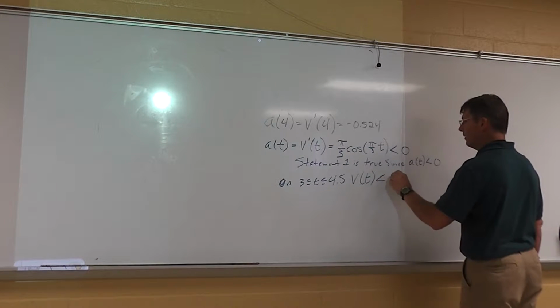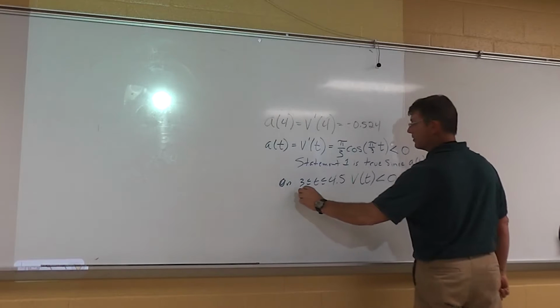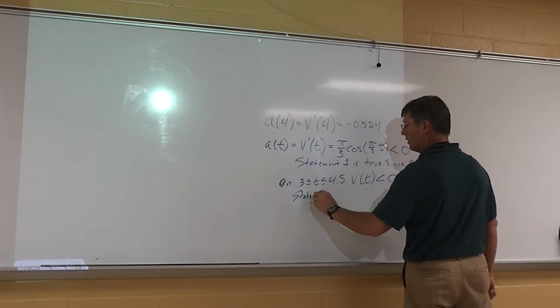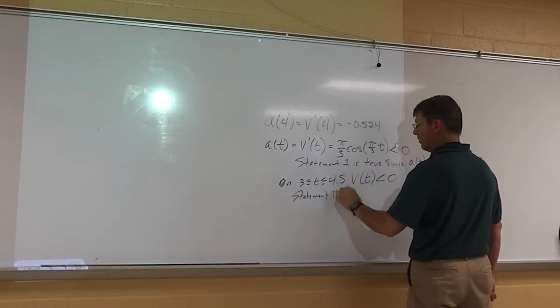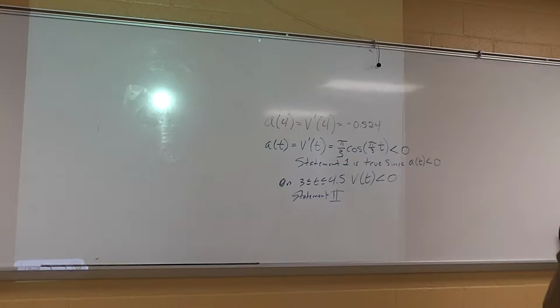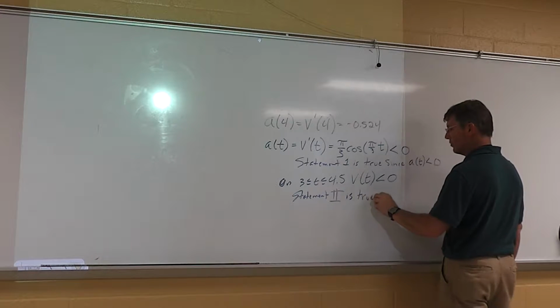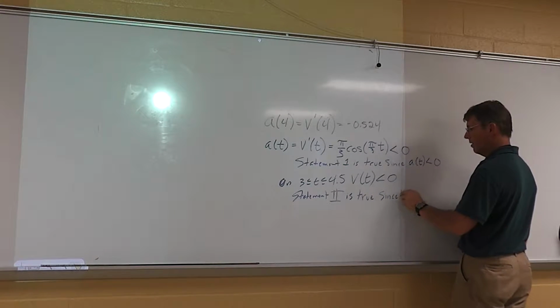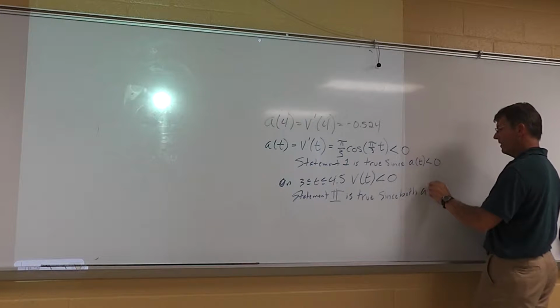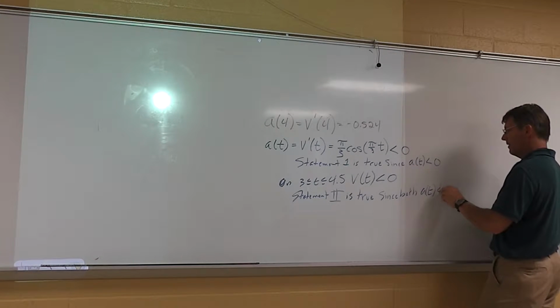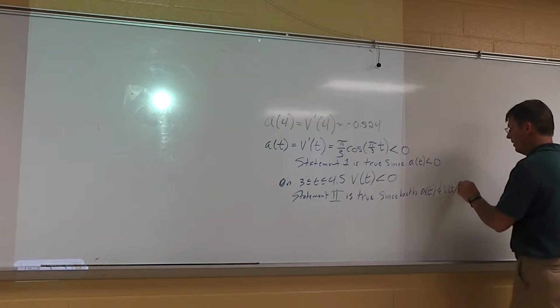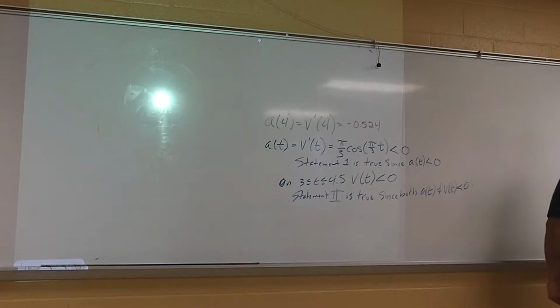Okay. All right. And now we can say statement 2 is true or false? True. Yeah. Why? Yeah. It is true since both A of t and V of t are less than 0. And that's your justification. JT, did you communicate that? Yes, sir. Very good. Very good.